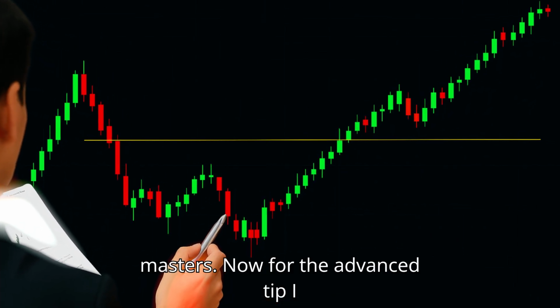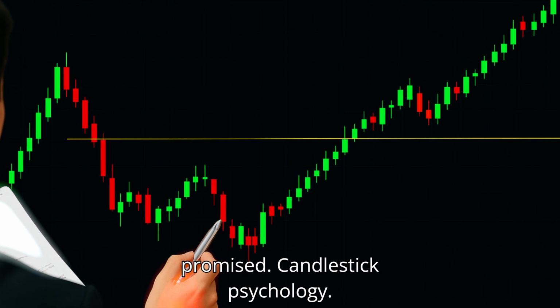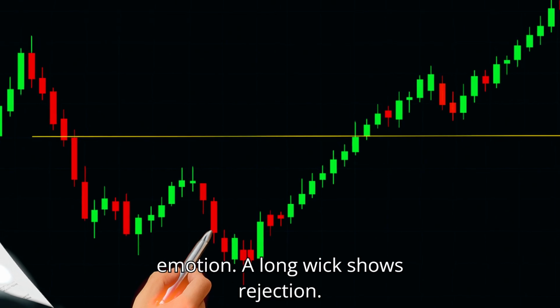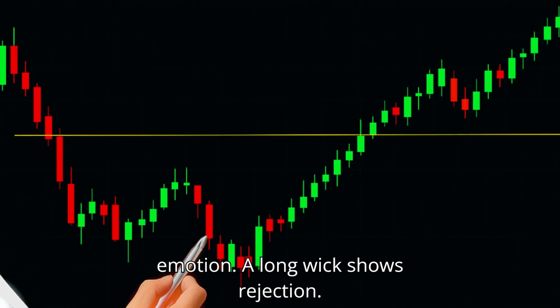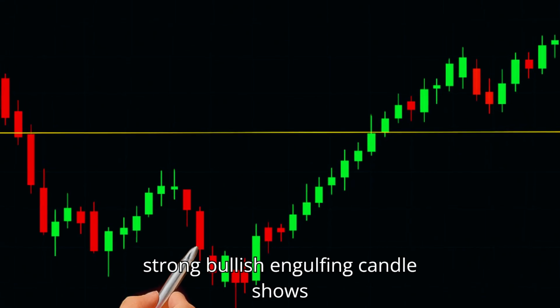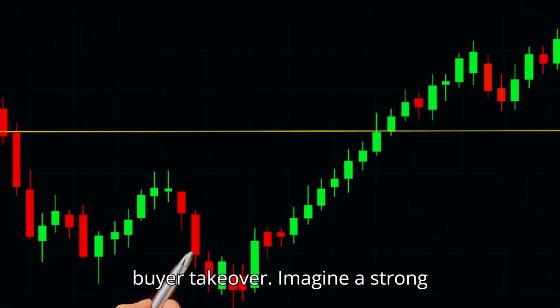Now for the advanced tip I promised. Candlestick psychology. Each candle is more than numbers. It's emotion. A long wick shows rejection. A doji, small body, shows indecision. A strong bullish engulfing candle shows buyer takeover.